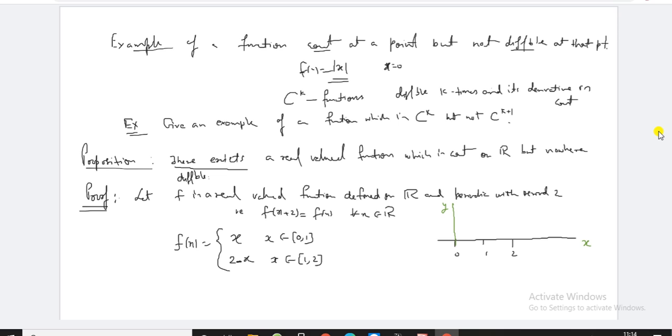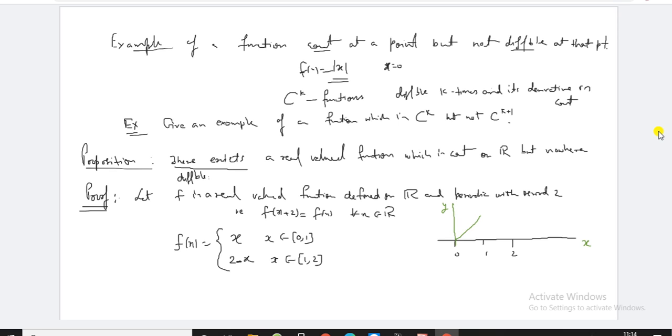Now 0 to 1, in 0 to 1 is a part of this straight line, y is equal to x. And at x is equal to 1, its value is 1. So from here at x equal to 1 also its value is 1. So therefore the function is continuous at 1.